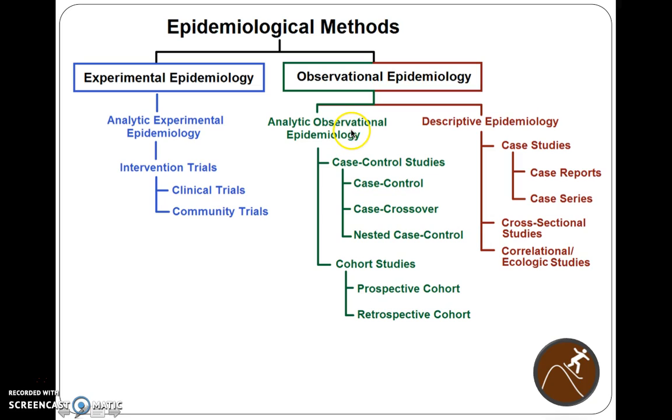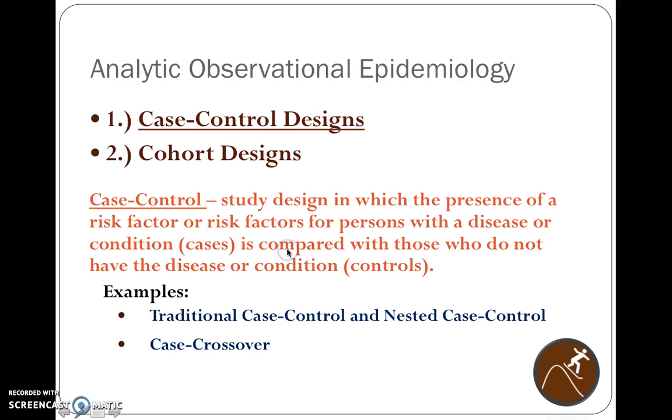Where we're going to go now for the next 10 minutes are analytical observational epi designs, specifically the group of case control studies, which includes case crossover, case control, and the nested case control studies, as well as cohort studies. And we will jump into the case control design first. A case control study design is one in which the presence of a risk factor or risk factors for persons with a disease or a condition, and those are our cases, is compared to those who do not have the disease or the condition.